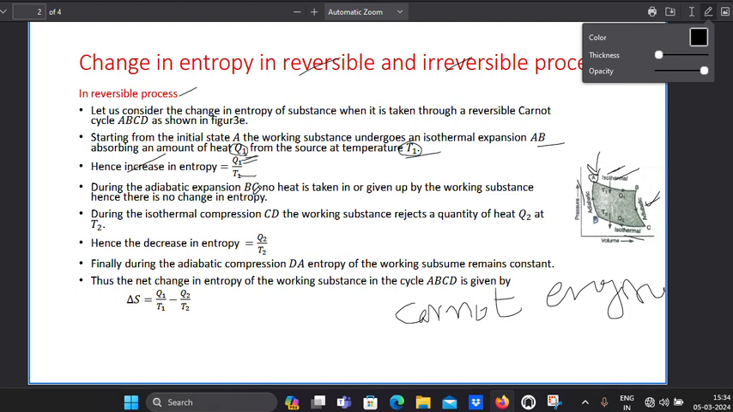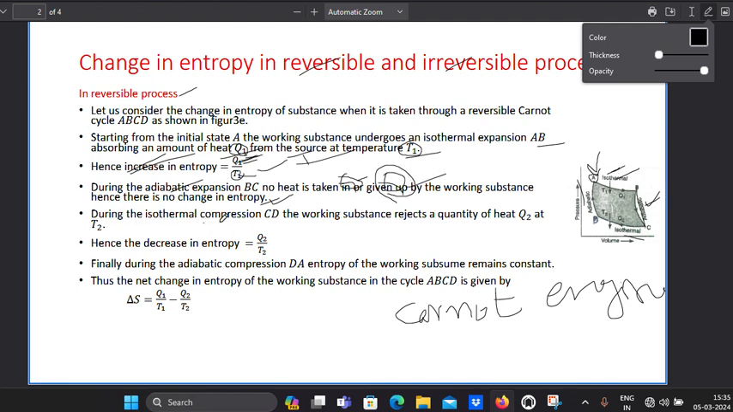During the adiabatic expansion BC, no heat is taken or given by the working substance. Hence there is no change in entropy. Here entropy is increasing, but here there is no change, because the adiabatic process takes place at constant heat energy, whereas the isothermal process takes place at constant temperature. If the temperature is constant and we take more and more heat, its entropy increases. Here there is no change in heat, so there is no change in entropy.